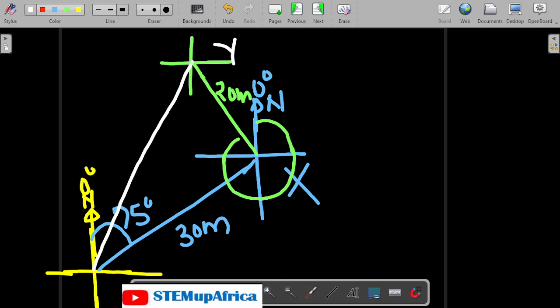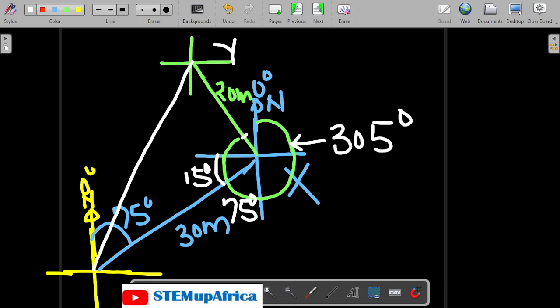Okay, so don't forget, we apply the concept of alternate angles. Here is also 75 degrees. That means here is 15, because a quadrant is 90. Since here is 305, here will be 55 degrees, to make it 360. Since here is a quadrant, here will be 35 degrees. The total angle here is now 50 degrees.